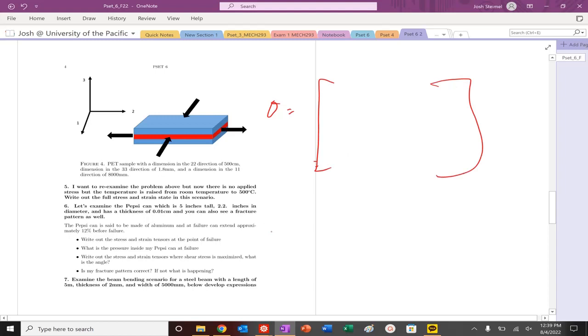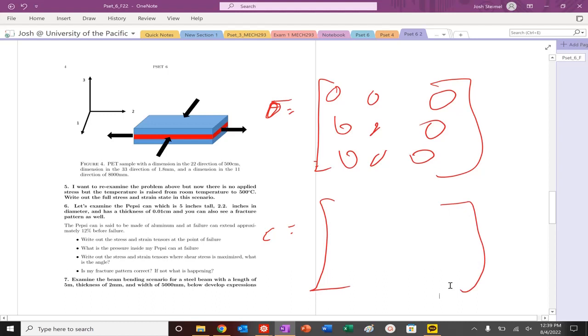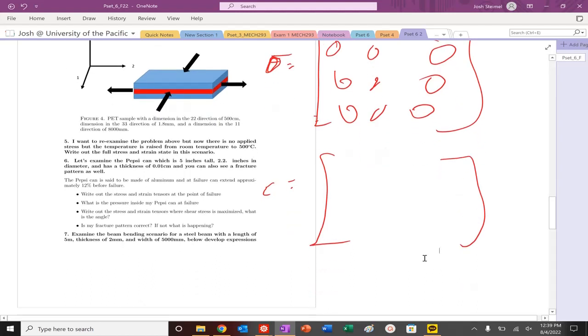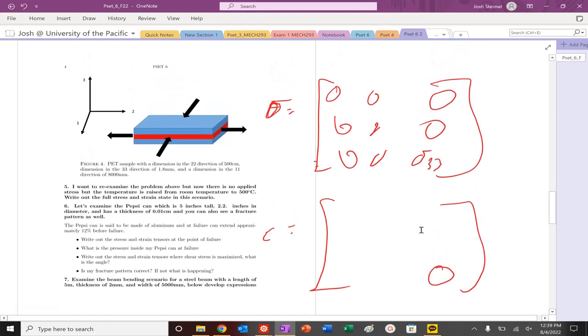And we need to write out our full stress and strain. So our stress, there's no stress applied anywhere. So no stresses are going to be applied here. So will there be a strain in the 3-3? Still no strain here. Why? Because again, we can't expand in that direction. So actually, there will be a stress in the 3-3 here. Why is there a stress in the 3-3? Because it wants to expand, but it's not allowed to.